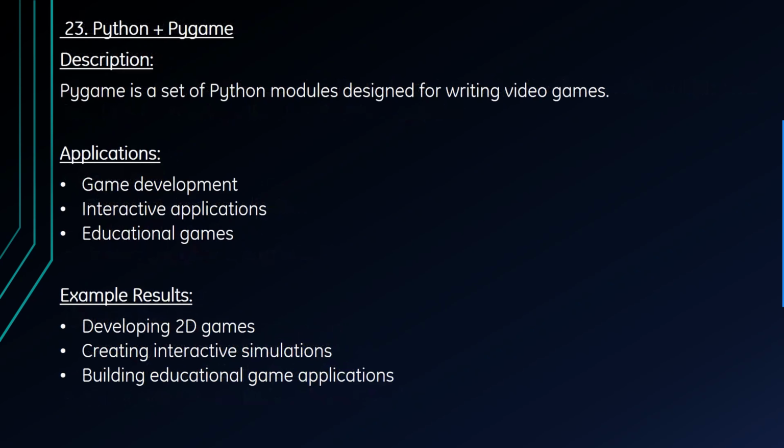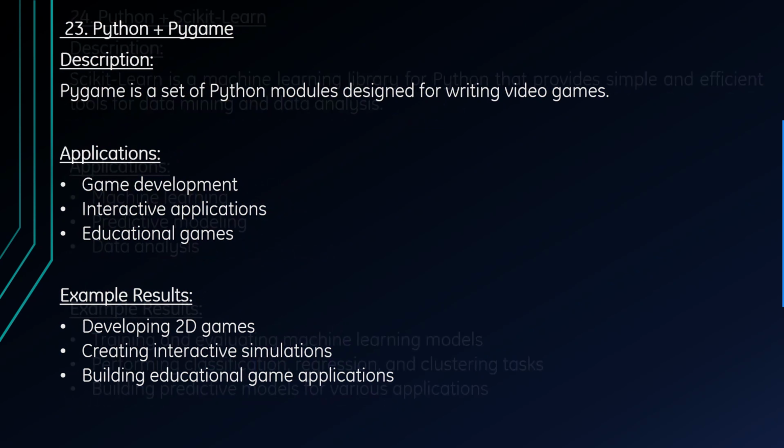Moving on, we have Pygame. Pygame is a set of Python modules designed for writing video games. Applications are of course game development, interactive applications, educational games. And what are the examples? We develop 2D games, create interactive simulations, building educational game applications.